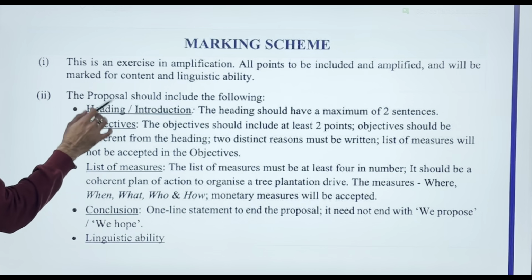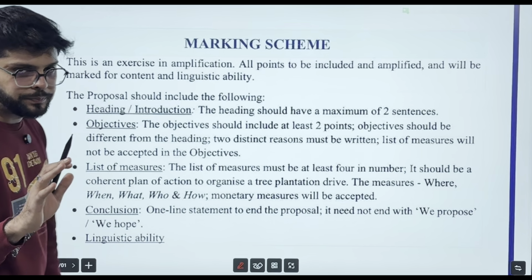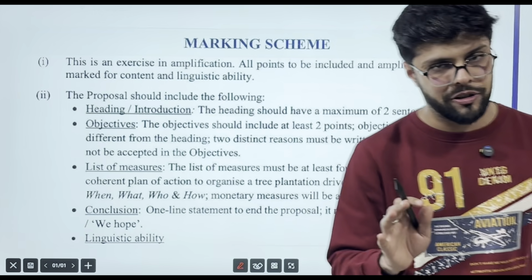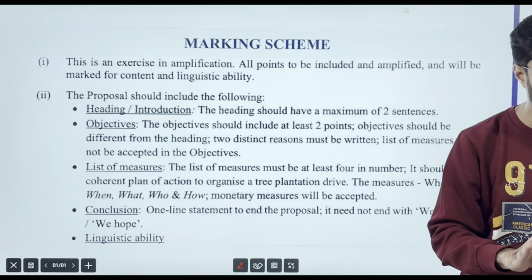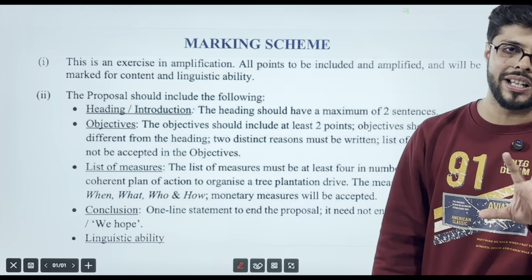Now, the proposal should include the following elements. First of all, a title has to come, and I'll tell you how that title is to be written, followed by the introduction paragraph, and then your objective, then list of measures, and then your concluding statement.